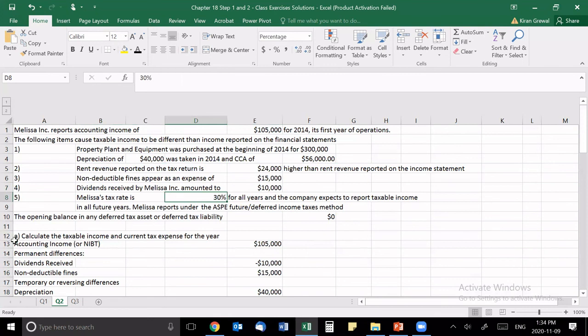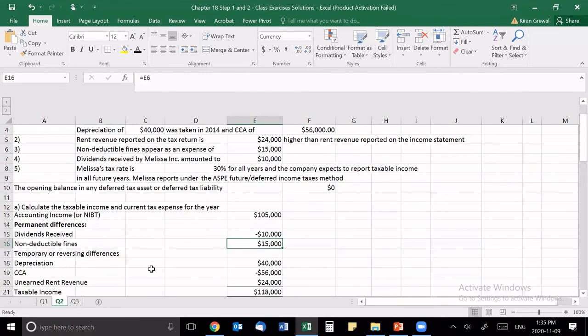All right, so part A says calculate the taxable income and current tax expense for the year. So we start with accounting income. We said that was 105. And then we're going to deal with our permanent differences. Okay, so our permanent differences, we had 2, number 3 and number 4, non-deductible fines. So this is an expense on the income statement. Therefore, we have to add it back. And then the dividends received is a revenue amount on the income statement. So we have to deduct it. Okay, so those are 2 permanent differences.